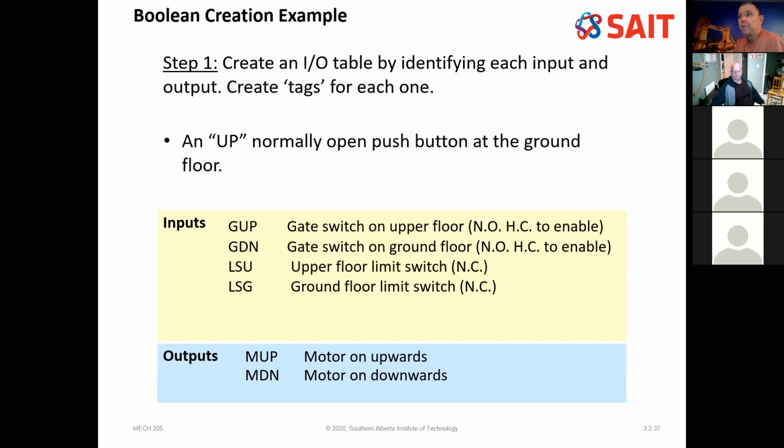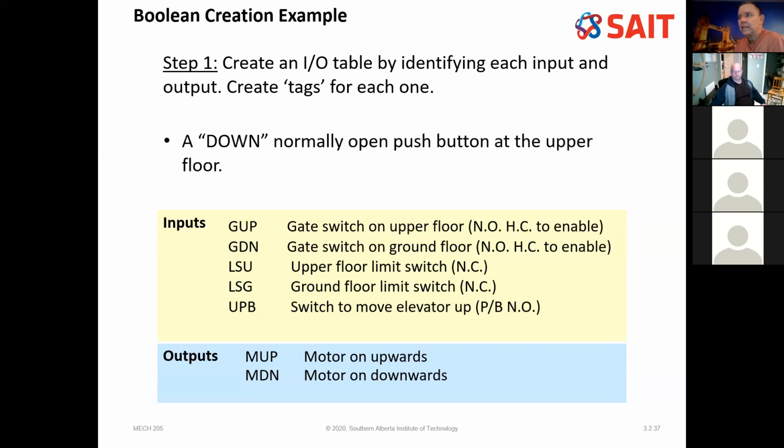We have an up, normally open push button on the ground floor. It looks like just the one button. So we'll call that, I don't know, up push button, UPB. I'll call it up PB, right? Normally open. And it's nice to just define them normally open, normally closed, in our descriptions, so we know what we're talking about. And we have a down button on the upper floor. And we'll call that D push button. That makes sense? So that's the input.